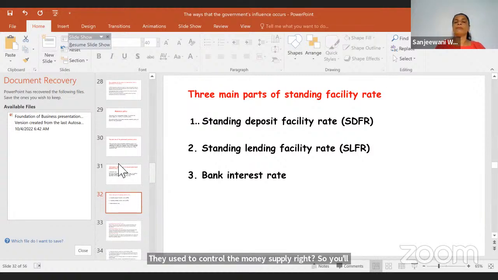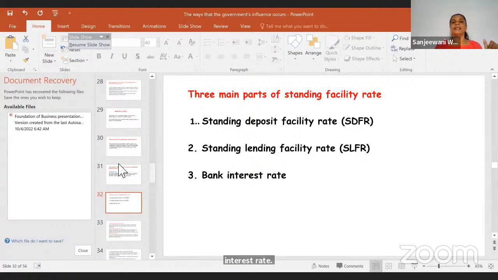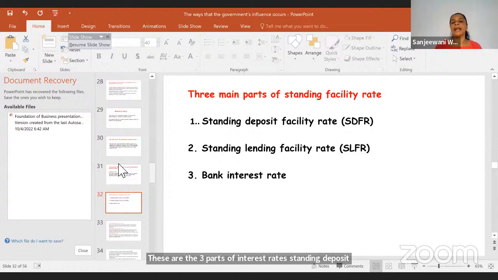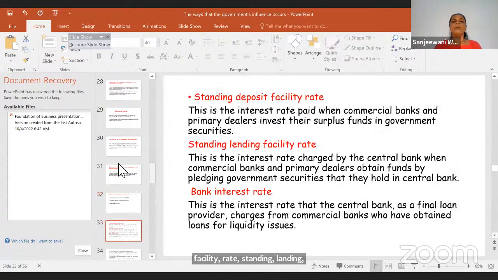So we'll see the interest rate can be three types: standing deposit facility rate, standing lending facility rate, and bank interest rate. Now we'll see what standing deposit facility rate is. If you check the past papers, you can see several times that they have asked the difference between standing deposit facility rate and standing lending facility rate, right?